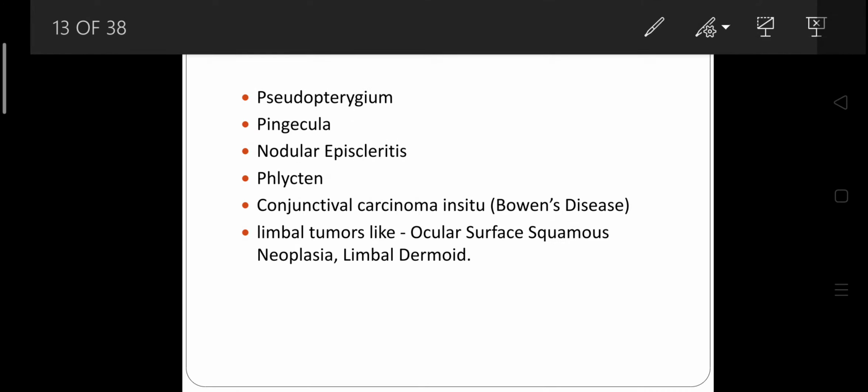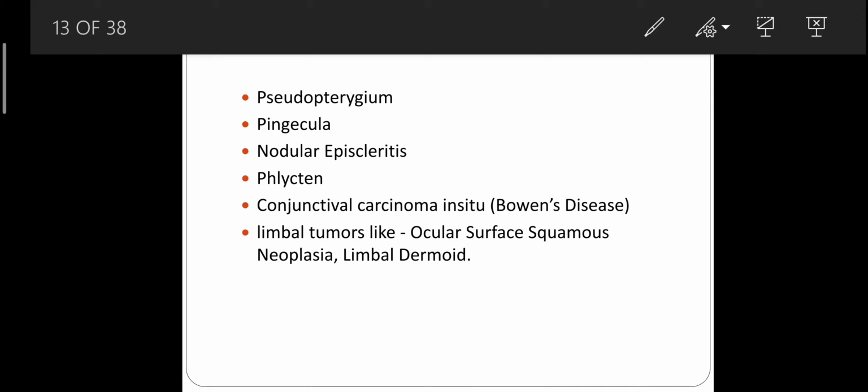So coming to the other differential diagnosis, pinguecula. Pinguecula is also an important differential diagnosis, but the most important feature in case of pterygium is that it encroaches onto the cornea, whereas pinguecula is also a degenerative condition which is limited to the limbus. And coming to nodular episcleritis, it also doesn't encroach the cornea. It appears as a painful nodule at the limbus.